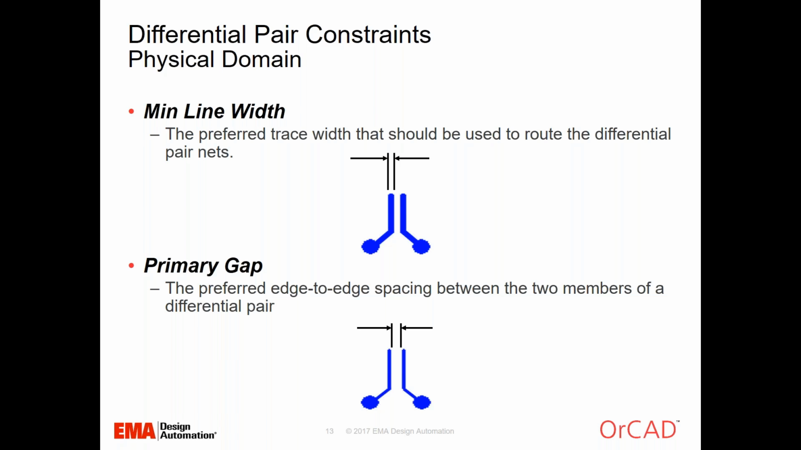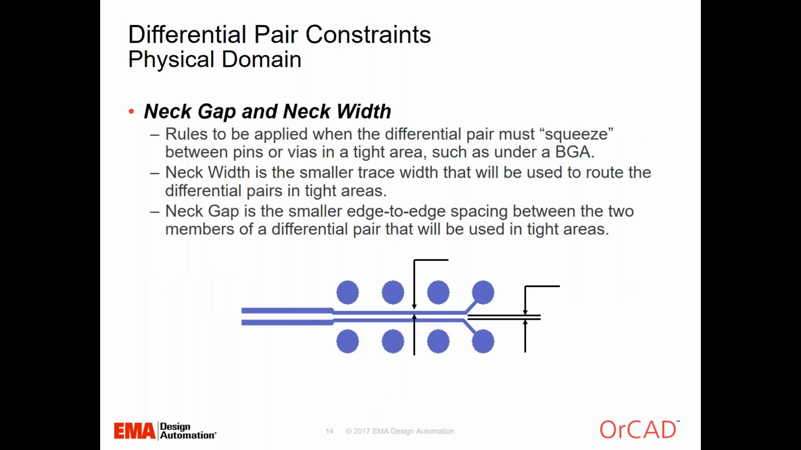First of all, let's talk about the differential pair constraints that are set in the physical domain. Min line width is the preferred trace width that should be followed most of the time, except when necking down between obstacles is required. The primary gap is the ideal separation between the two differential pair nets to be followed, again, most of the time.